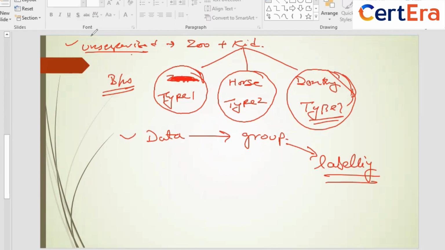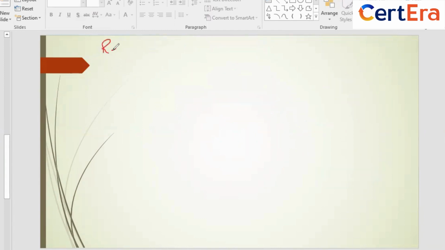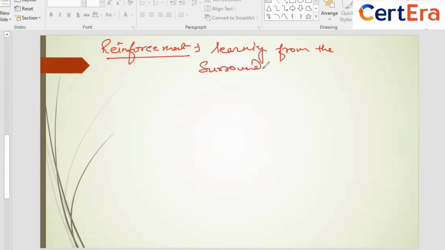Anyone, any question in this part? Unsupervised. And the last is reinforcement. What does reinforcement say? Reinforcement says learning from the surrounding.